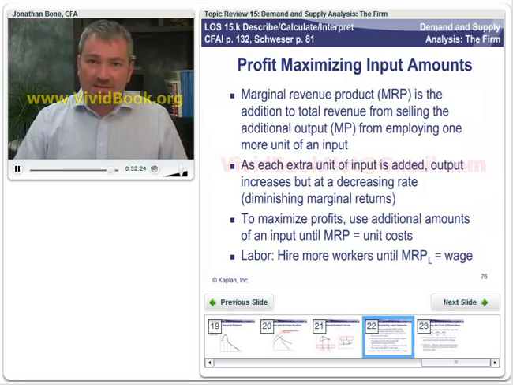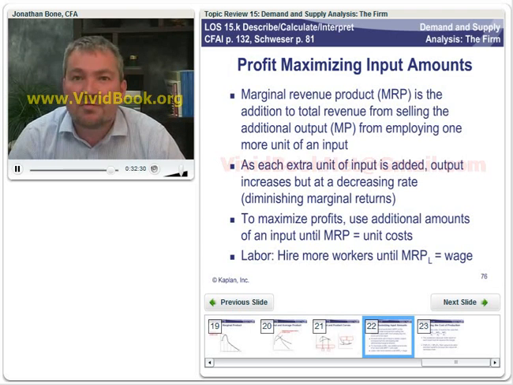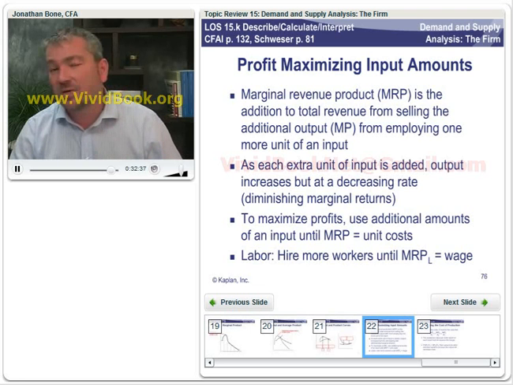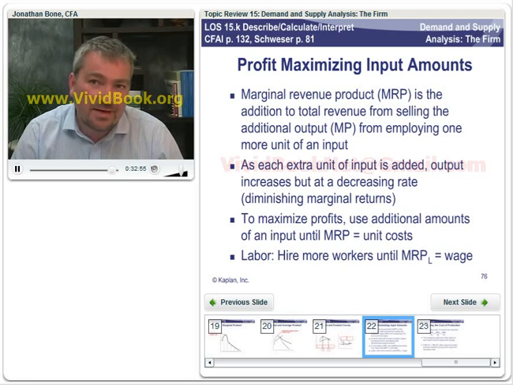Okay, so let's talk about profit maximizing amounts. We're asked to determine what a profit maximizing input is. Now notice here we're talking about marginal revenue product. On the previous slides we were just talking about marginal product. Marginal product was the output that you could get from employing one extra worker. Marginal revenue product is the dollar revenue, the monetary amount you can get from selling that marginal product. So the addition to total revenue from selling the additional output, in our case the marginal product from employing one extra worker.